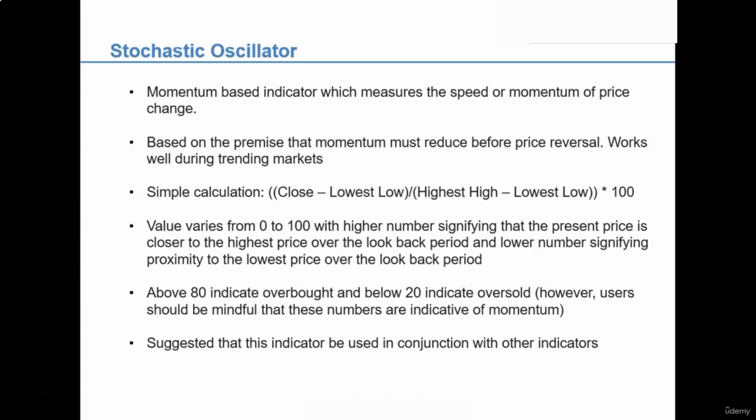This entire calculation of the stochastic oscillator is based on the premise that calculating momentum is important because before price action happens, before price reversal happens, momentum must change. For example, if there is an uptrend and the price is going up and up and up, then the momentum, or the rate of change of the price, has to first reduce and then reverse before the price action can reverse, before the stock can start coming down. The momentum has to stop, and then it will come down. So that is the whole premise.